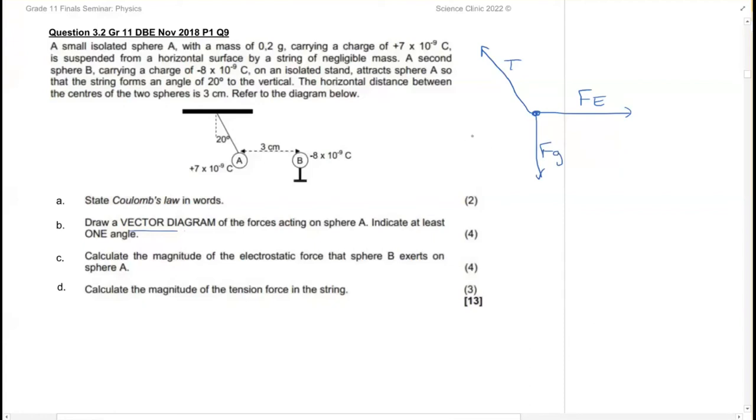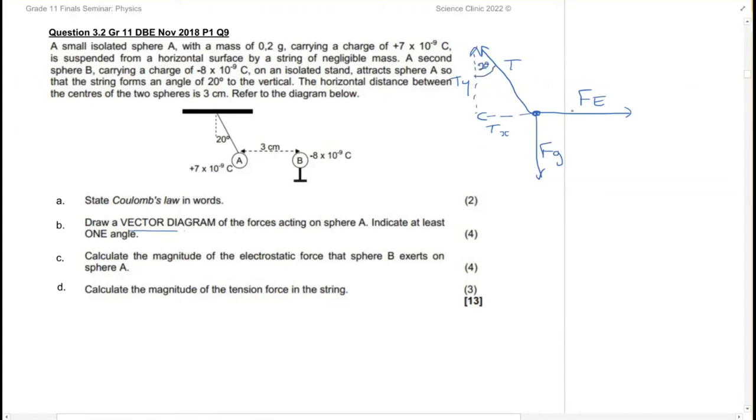Okay. You can take this and shift it into a triangle, or you can put components for T. So if we look at our components here for T, you've got a TX and a TY. Or you can shift the three forces into a triangle. Whichever method, it's the same thing. Okay, this is your angle that's 20 degrees.